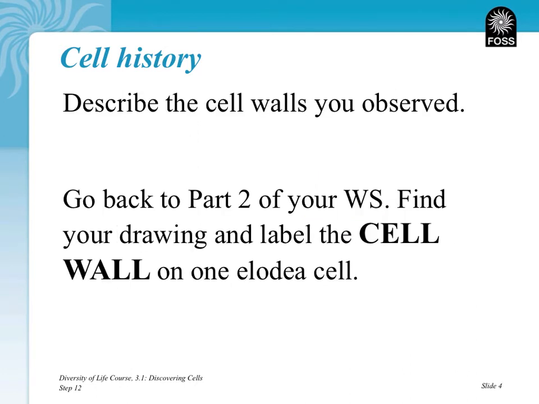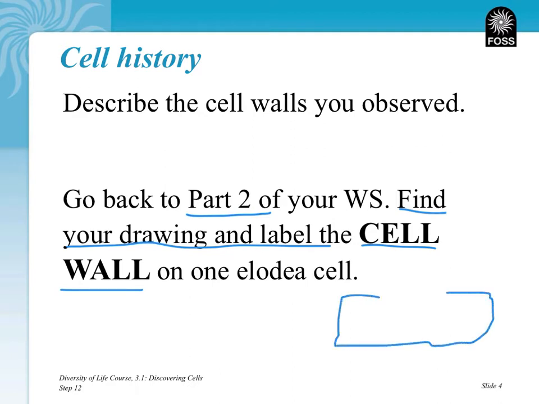So we're going to go back to part 2 of our Elodea worksheet. I want you to find the drawing that was in the circle that you labeled, and label the cell wall on one Elodea cell. So if you have a brick, it looks something like this. You're going to draw an arrow to the outside and label it cell wall.